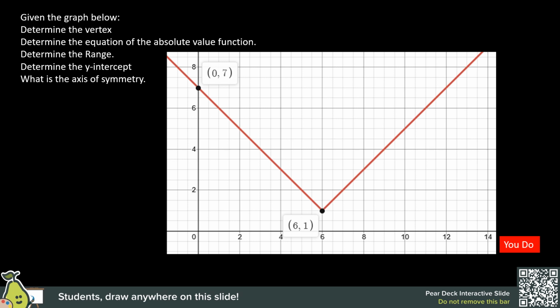You want to determine the range. It is not, and I'll say this again, it is not all real numbers for the range. That is for the domain. Your range, remember, is from your bottom point up. Identify your y-intercept. That's an easy one. It's right in the graph. And then determine what your axis of symmetry is. Remember, it's x equals some value, determined based off your vertex.